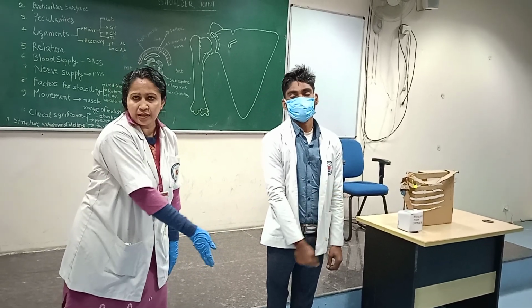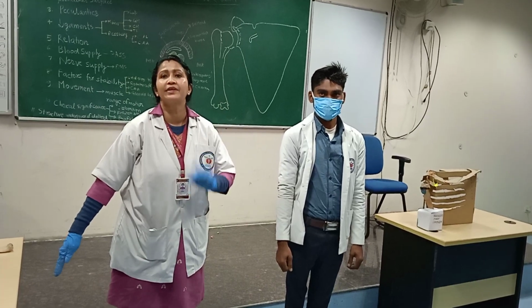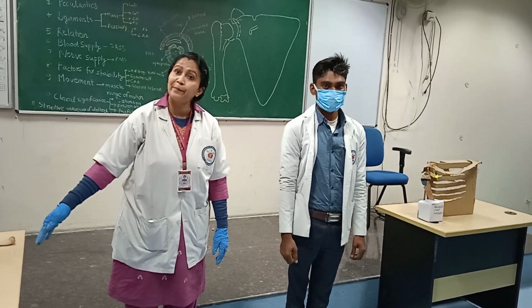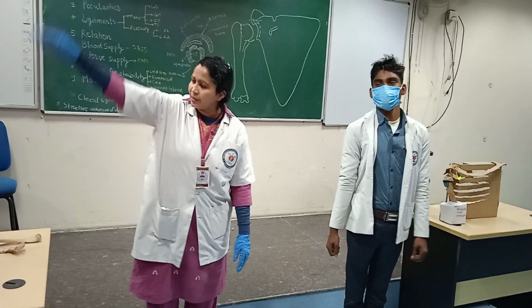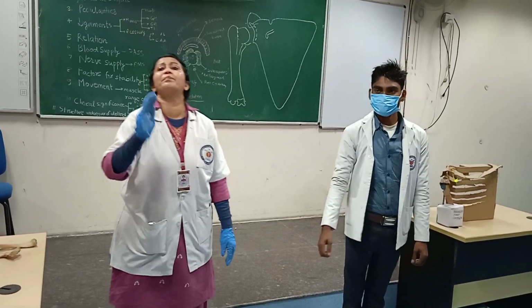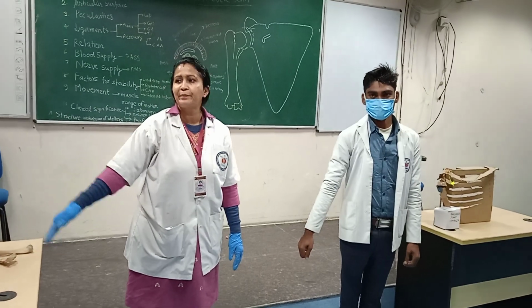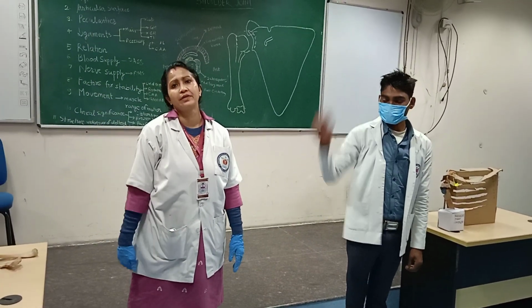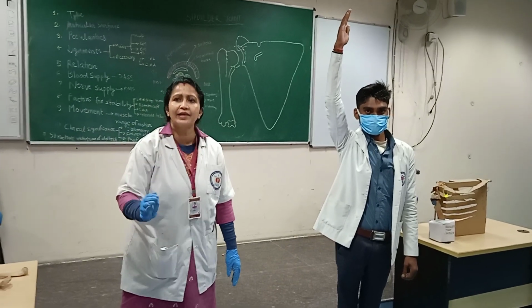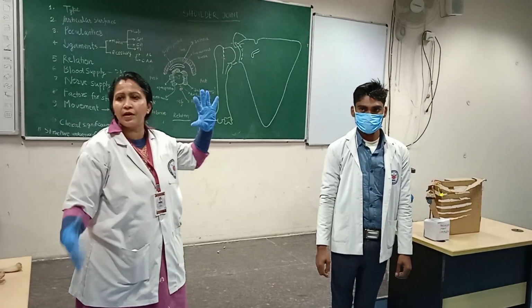Sorry, this is adduction. And now about the abduction. 0 to 15 degree supraspinatus. 15 to 90 and 90 to 120 both deltoid. Above 120, that is 120 to 180, is the serratus anterior plus trapezius. Okay? We will discuss the abduction in full detail also.